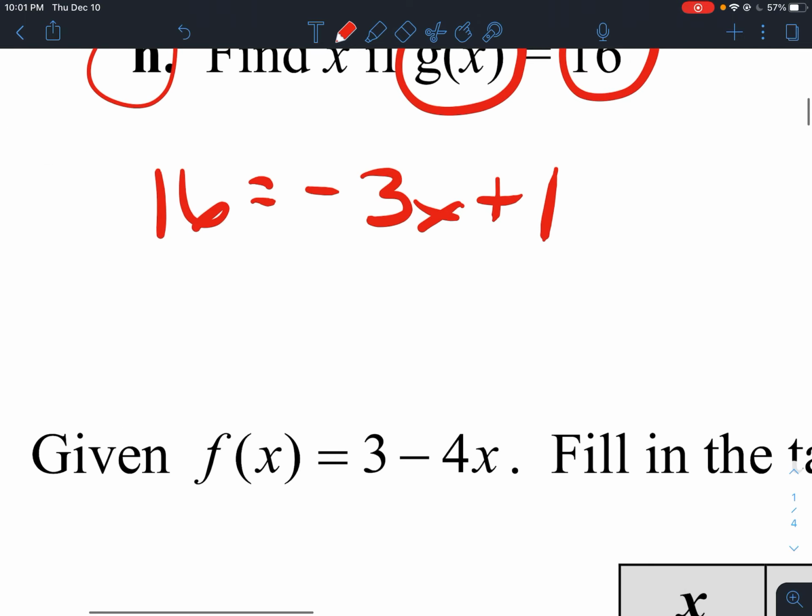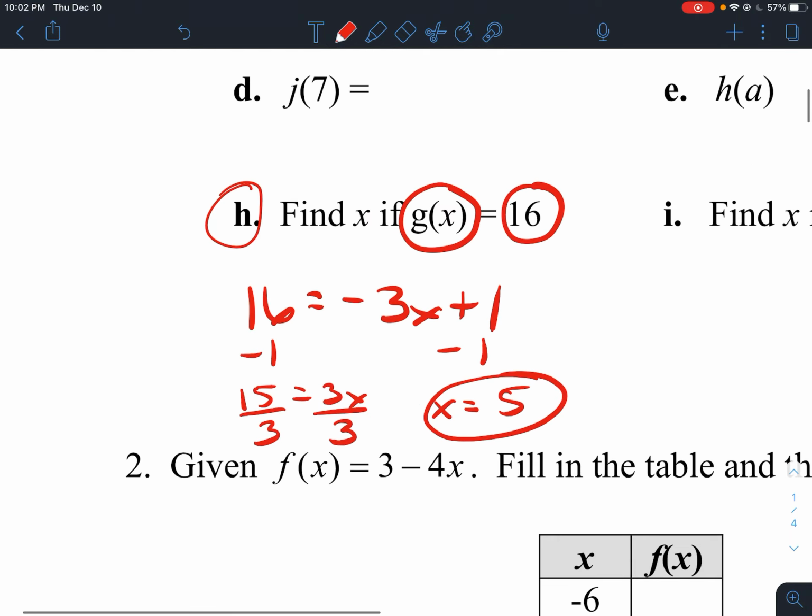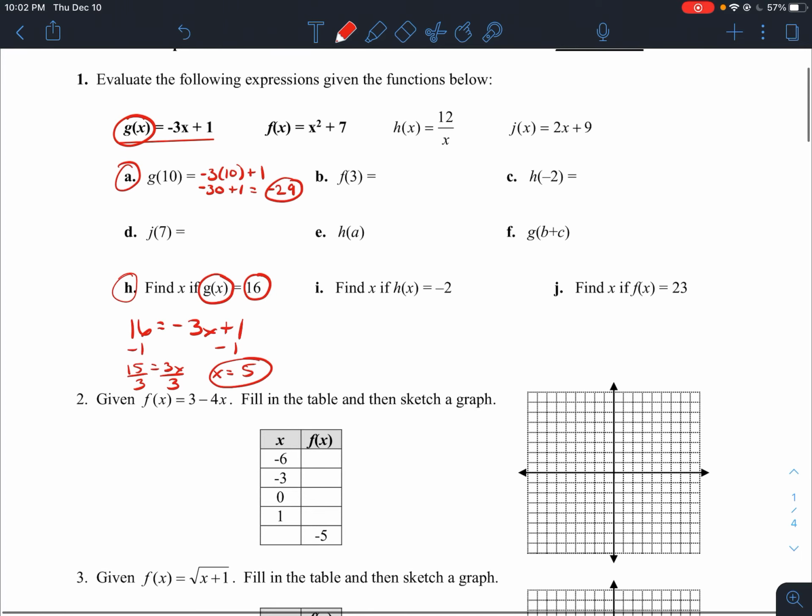Then you're going to go ahead and solve. We're going to minus 1. We get 15 equals 3x. Divided by 3, and we get x equals 5. Okay? And that's what it's asking there. It's asking for you to find x.